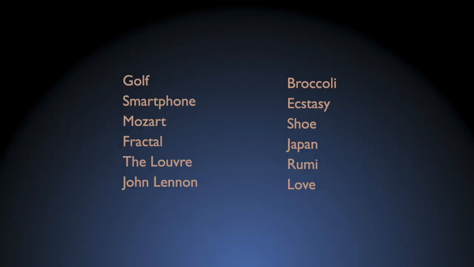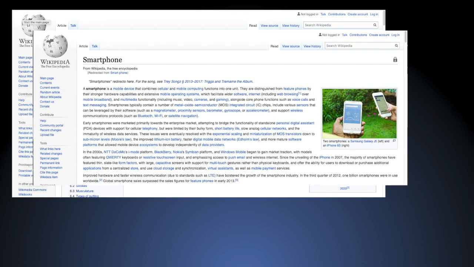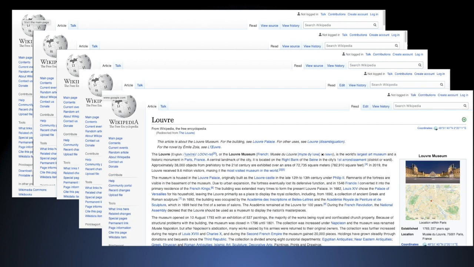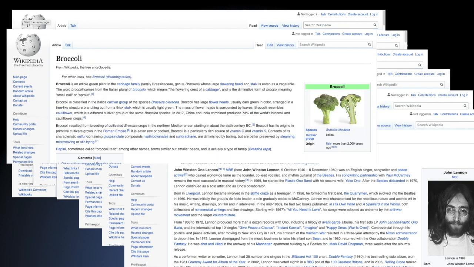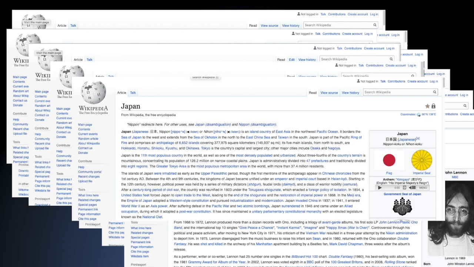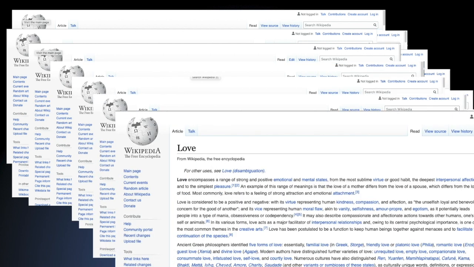And that would align with Darwin's theory of adaptation, which does depend on the principle of recursion, taking existing information and adding a new variation, if you like. Here I have chosen 12 words entirely at random. The one thing they have in common is that they each have a Wikipedia page. So we have golf, smartphone, Mozart, fractal, the Louvre, John Lennon, broccoli, ecstasy, shoes, Japan, Rumi, and love.